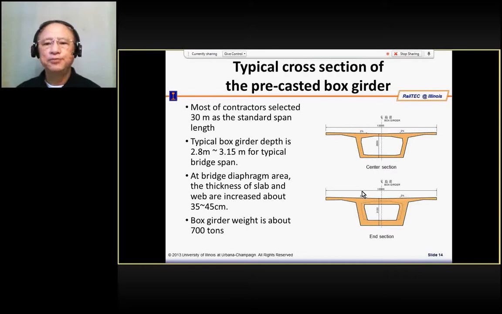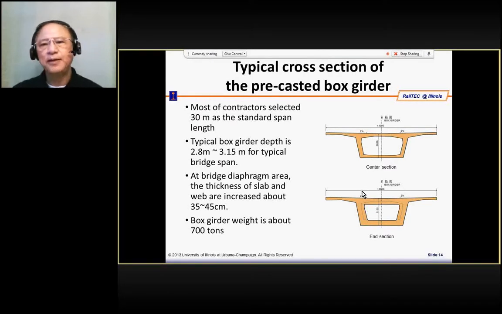In other words, if you can construct a longer length, then you can reduce the piers which have to support it. If you increase the span from 30 meters to 40 meters, you can reduce one third of the piers and piles you have to construct in order to support the girder. So that is very efficient. There are a lot of these design and construction techniques being devised in order to mechanize and make more efficient the construction of the high-speed rail.